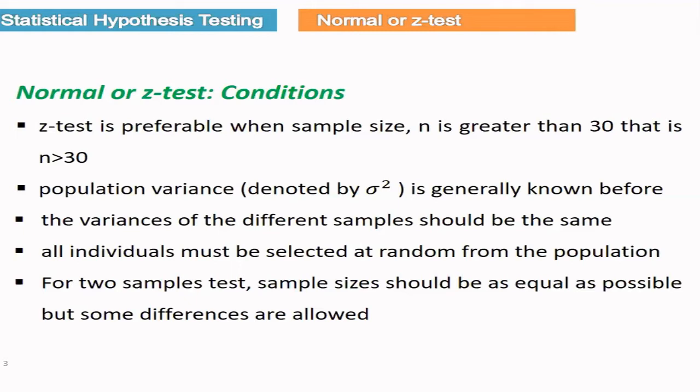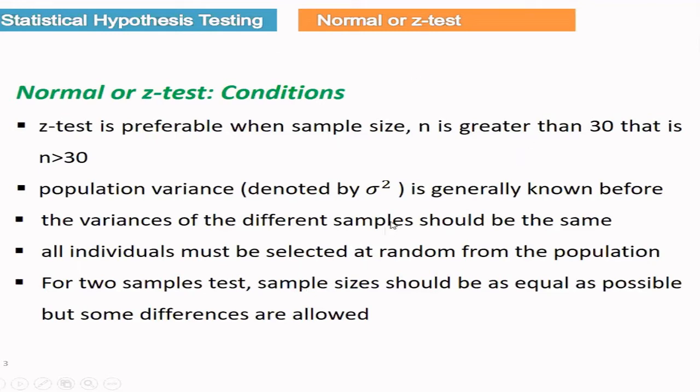And one of the important assumptions for the normal distribution is that the population variance, denoted by sigma square, is generally known. When you are taking a sample, from whichever population you are taking the sample, you should know the variance of that population. This is a very important assumption or condition for the normal distribution.